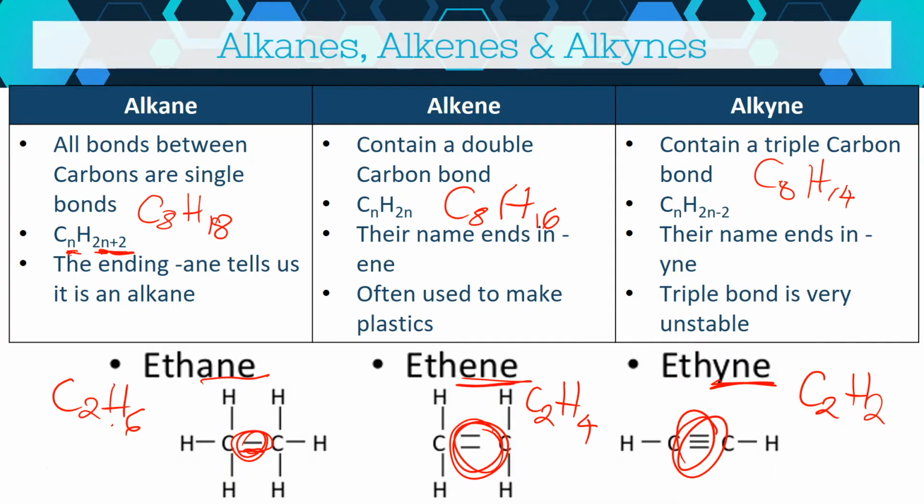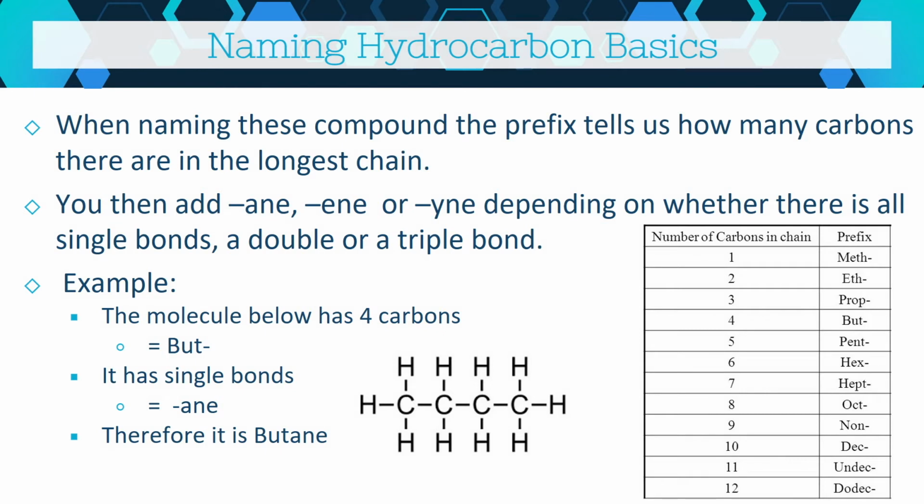A bit more info when it comes to them, and particularly how you name them. There are 2 parts to their names. It's made up of the first part and the second part. We'll call the first part the prefix, and the second part the suffix. The prefix will tell us how many carbons there are in the longest chain. So the first bit of the word is basically communicating a number to you, how many carbons there are. Then the last part will be ane if it only has single bonds, ene if it has a double bond, or yne if it has a triple bond.